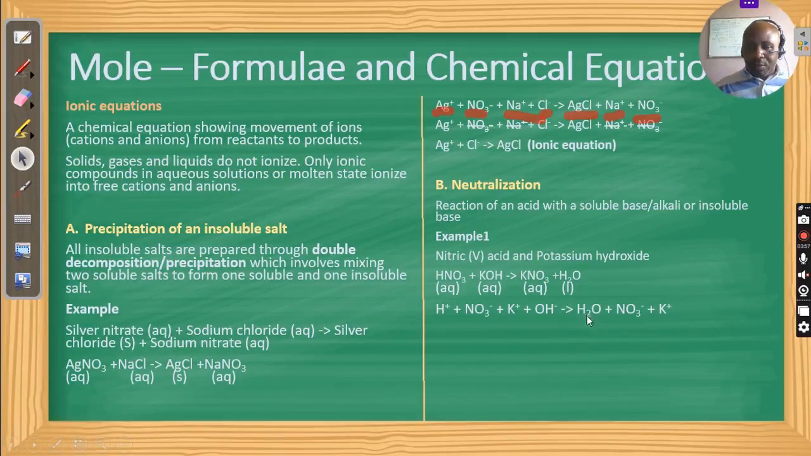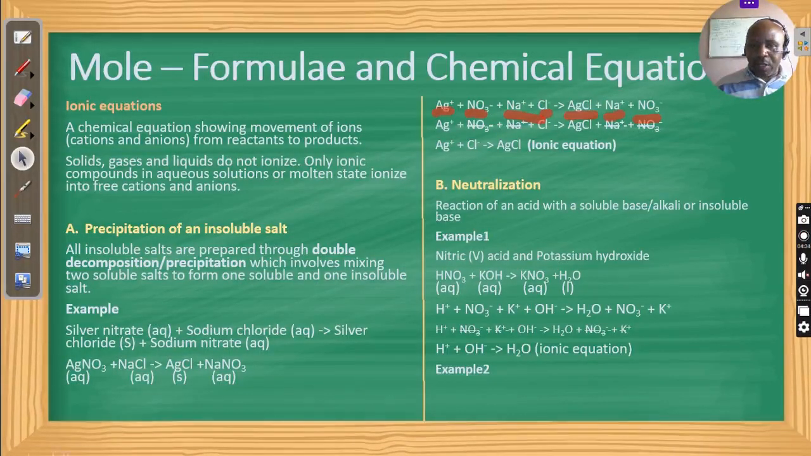If you break down into ions, you'll have hydrogen ions, nitrate ions, potassium ions and hydroxide ions to form water, and nitrate ions and potassium ions, sorry. So you can cancel out what is on this side and the other side. Nitrate is here and nitrate is also here in the product side. Potassium is here in the reactants and also in the product side, so both will cancel out. So we'll be remaining with hydrogen ions and hydroxide ions to form water, which is the final ionic equation.